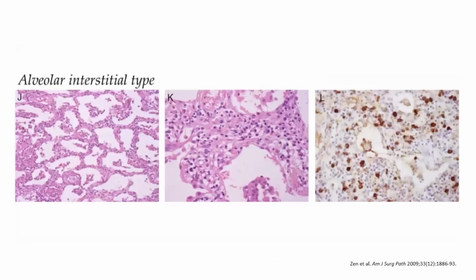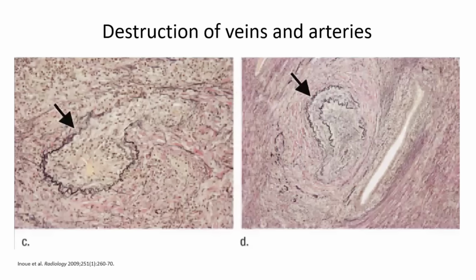And this is the alveolar interstitial type. And this is where it's forming scar tissue kind of in the scaffolding of the lungs. And again, you can see all those inflammatory cells. And then if you ask them to stain for IgG4, you see those brown stained cells. But it can also cause destruction of the blood vessels. So what we're seeing here is destruction of veins and arteries within the lungs.